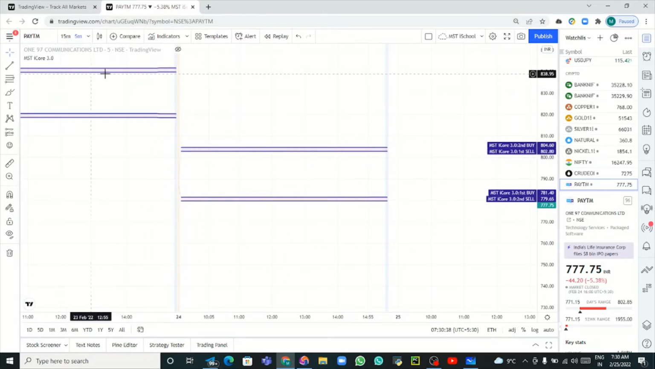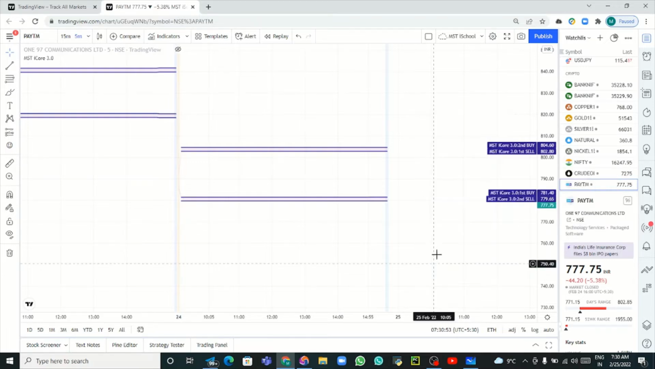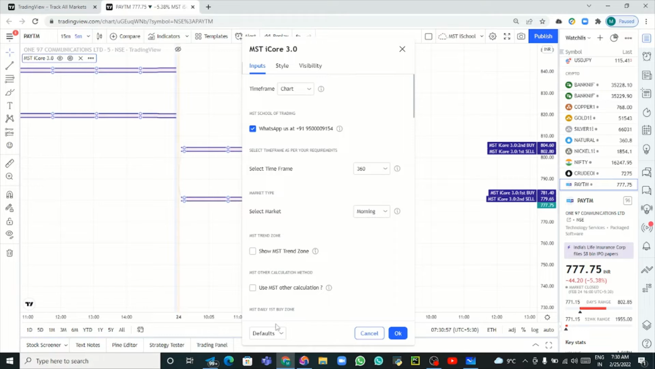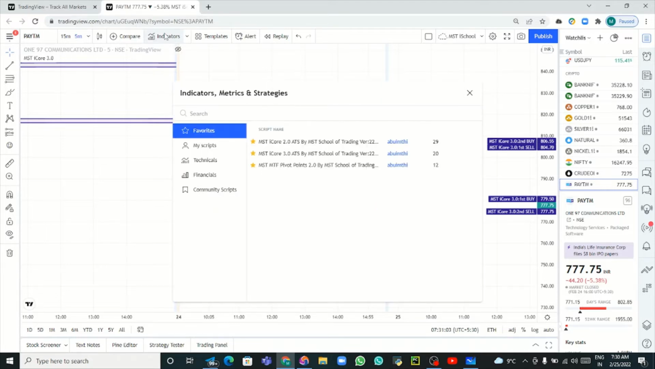Now this is the Paytm I have taken for an example. Now I don't know market will open here or here or here. Wherever it is opening, no problem. I will not mind. Right. So in the indicator, what and all I have? Let me show you. First I show you iCore 2.0.